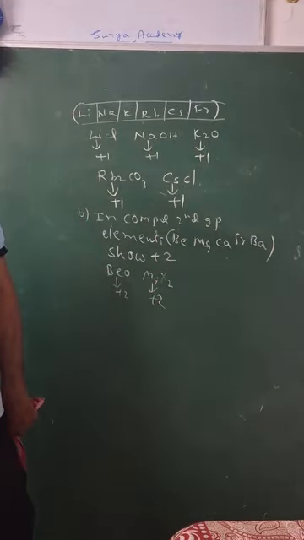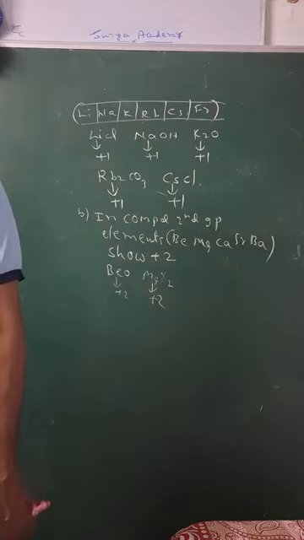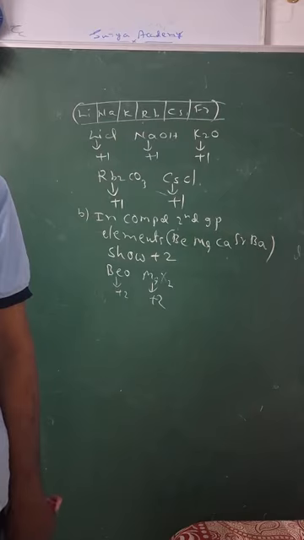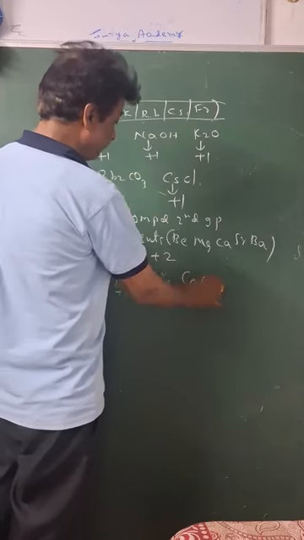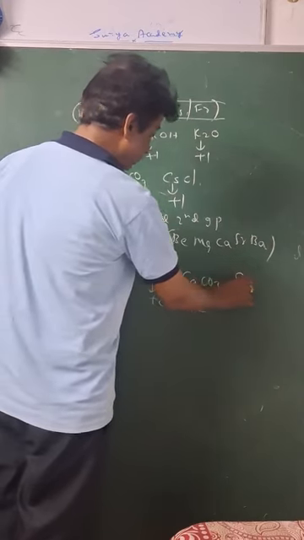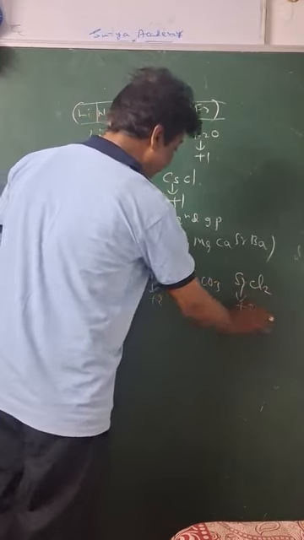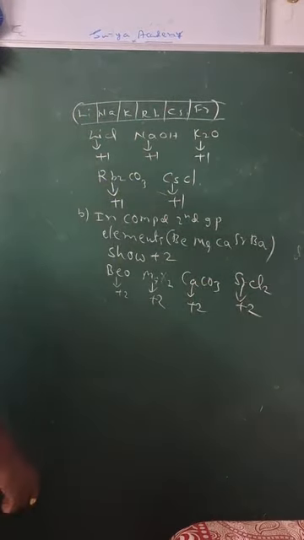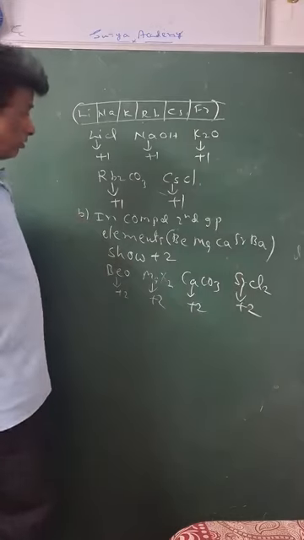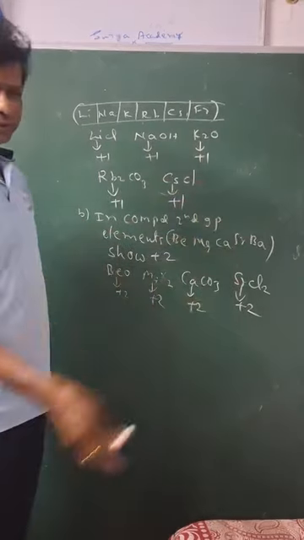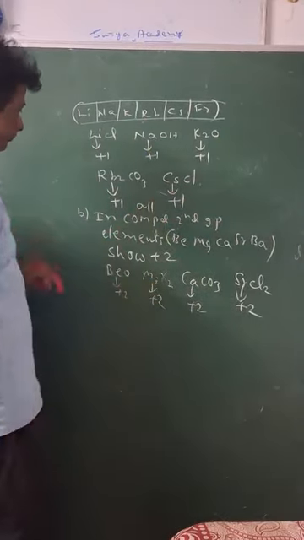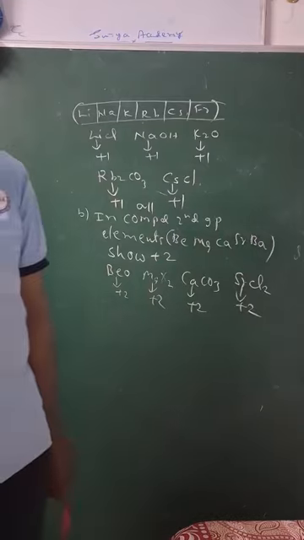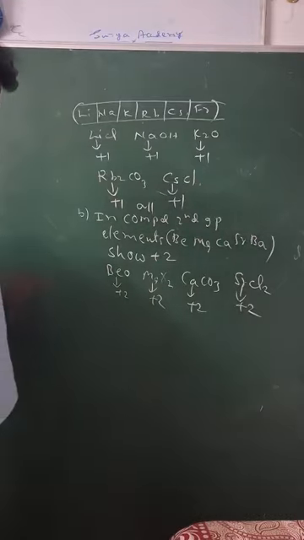Compounds are two or more different elements combined in definite proportion by mass. For example, calcium carbonate, calcium is plus 2, strontium chloride, plus 2. Second group elements show plus 2 in all compounds. First group elements show plus 1 in all compounds. This is the universal oxidation state.